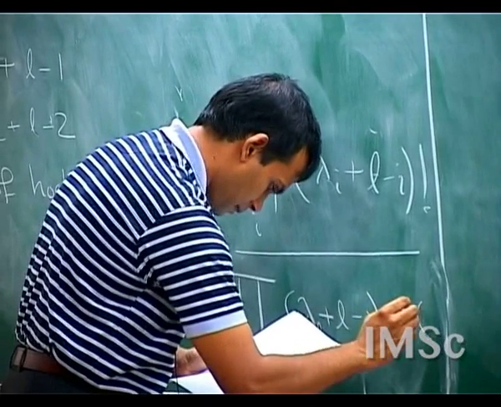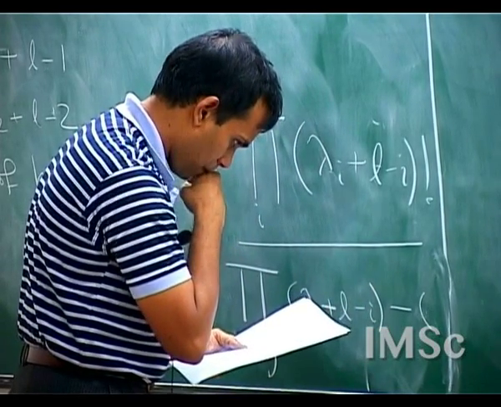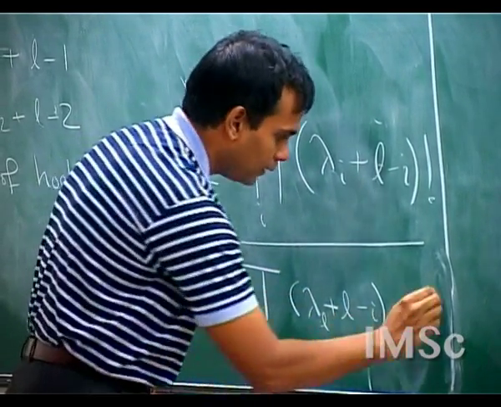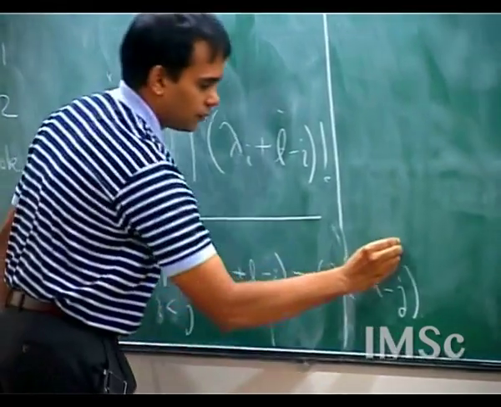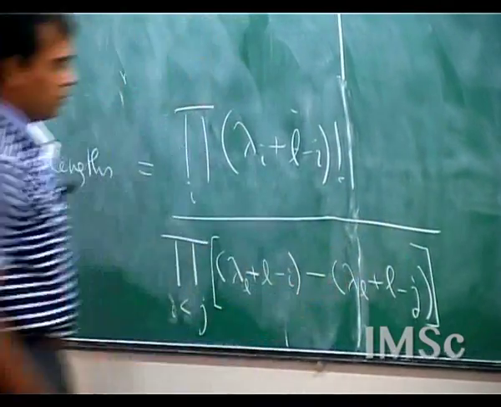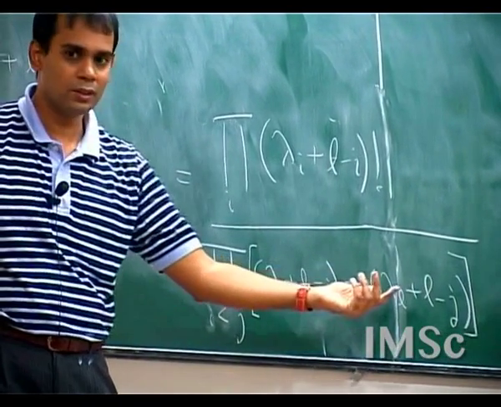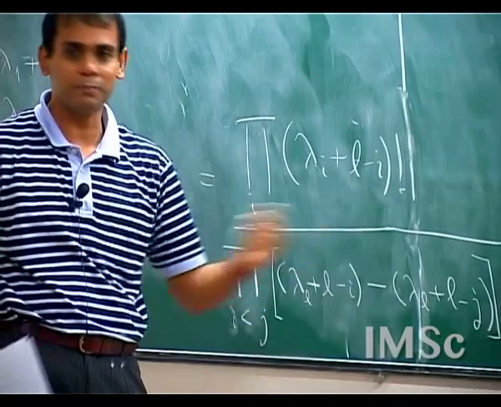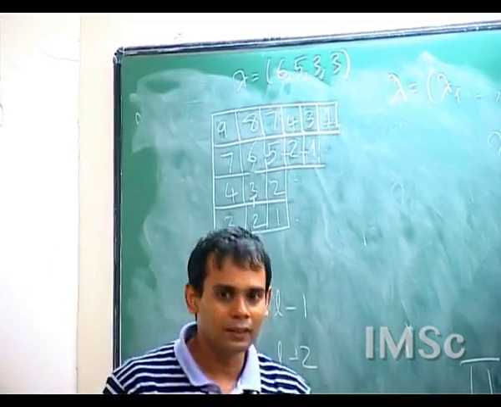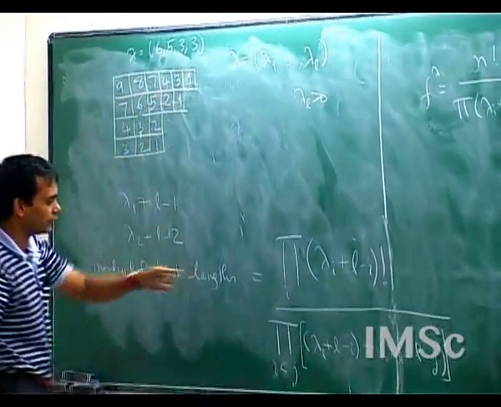lambda_I plus L minus I, lambda_J plus L minus J. So if I'm writing down the hook lengths in the ith row, the number that's skipped because of the jth row which lies below I is precisely this difference, lambda_I plus L minus I minus lambda_J plus L minus J. Let's just look at the first row here, and for subsequent rows it's the same thing, because you can pretend you're starting off with a partition with fewer rows, so it's enough to really understand the first row.